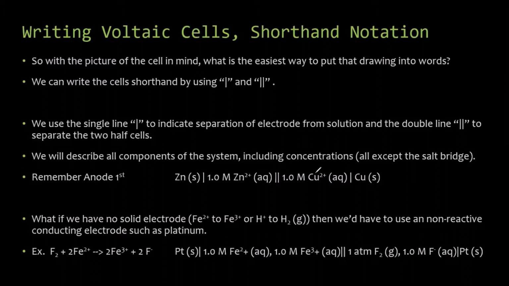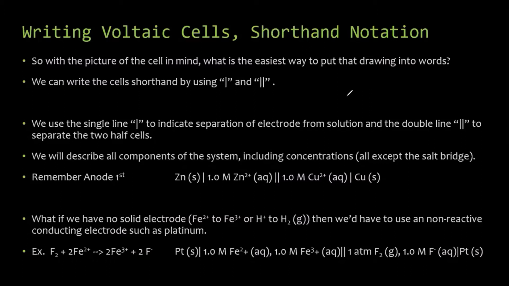Copper 2 plus is being precipitated as copper solid. So I'm reading from left to right. This guy's going to there. This guy's going to here. That's one of the advantages of writing anode first. It can proceed in an orderly direction, showing which way the chemistry is occurring.